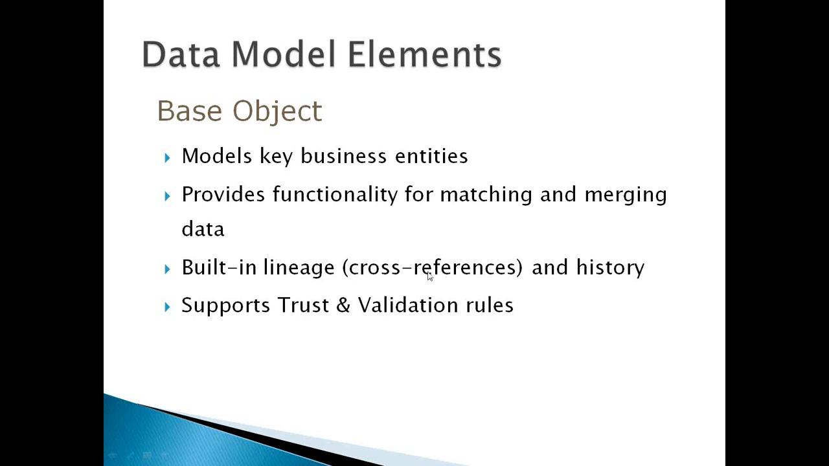Built-in lineage or cross-reference. This cross-reference we are going to discuss next. And history information. So history information and the lineage, that is, changes to the data, are maintained. And it supports trust and validation rules. We had discussed a bit of trust and validation rules in the introduction part. That trust and validation rule is basically maintained at the base object level itself. So everything happens at the base object level only. Only the cleansing activity happens at the staging table level.